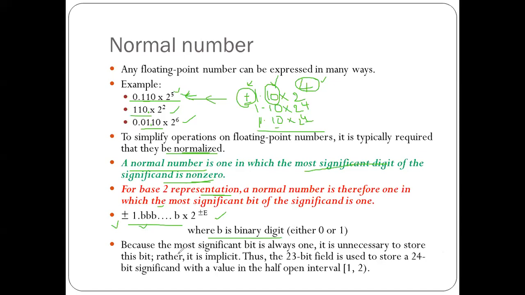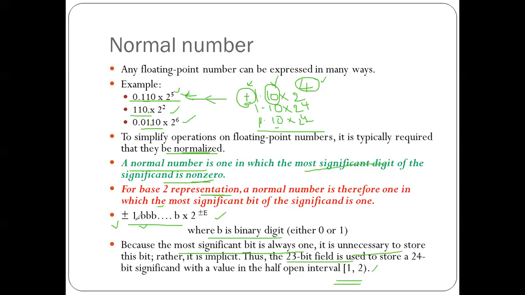Because we are doing normalization before storing every number, the most significant bit is always 1. There is no need to store that one every time. Okay, only the 23-bit field is used for storing. So we will be having a possible value in the half open interval, 1 to 2, right?